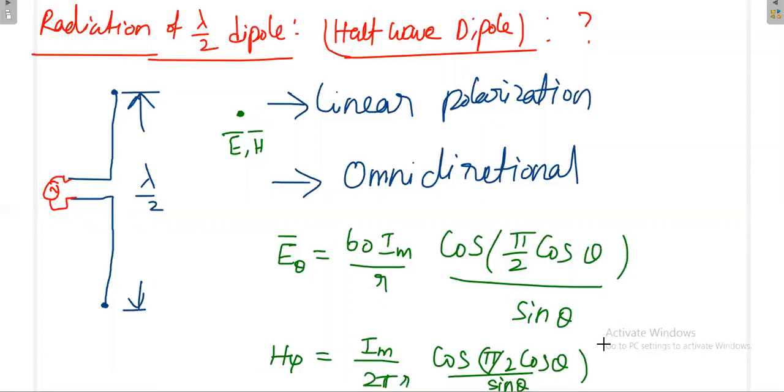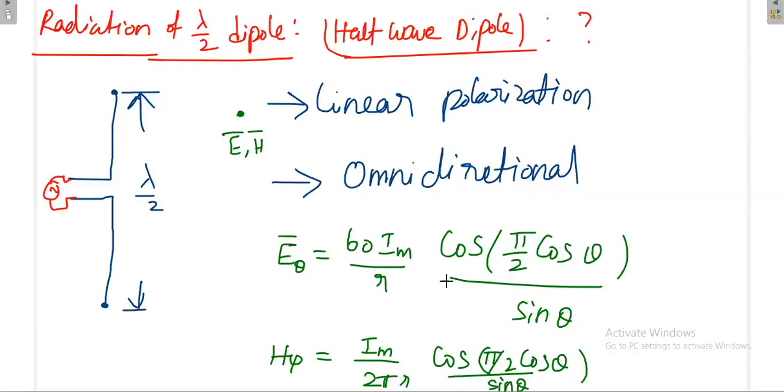Finally, the conclusion is important. What we are concluding from this is E theta and H phi. But one thing is important here. You just observe this depends on 1 by R, and this also depends on 1 by R. So that means radiation field, far field. I have neglected the near field, because I know only the far field is important.